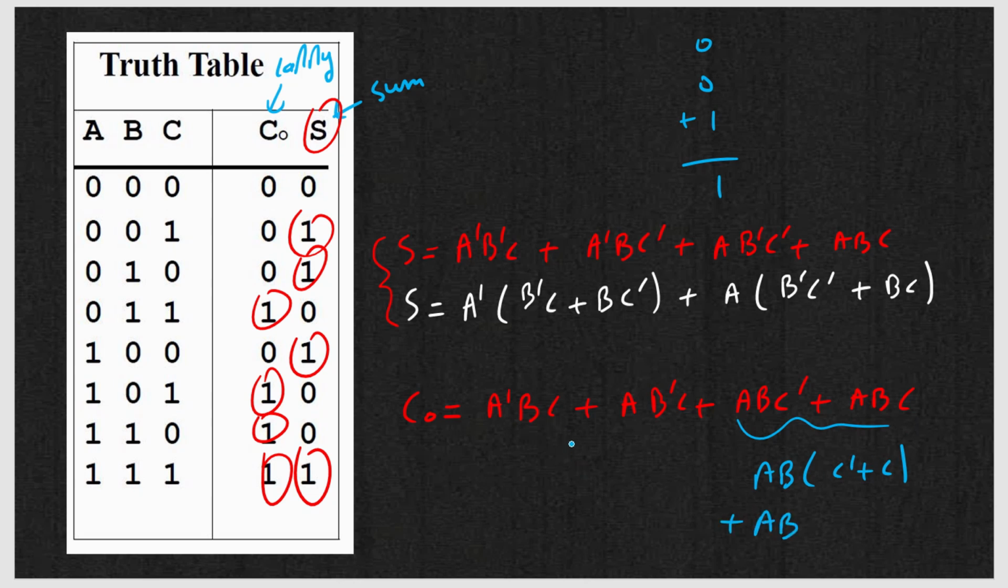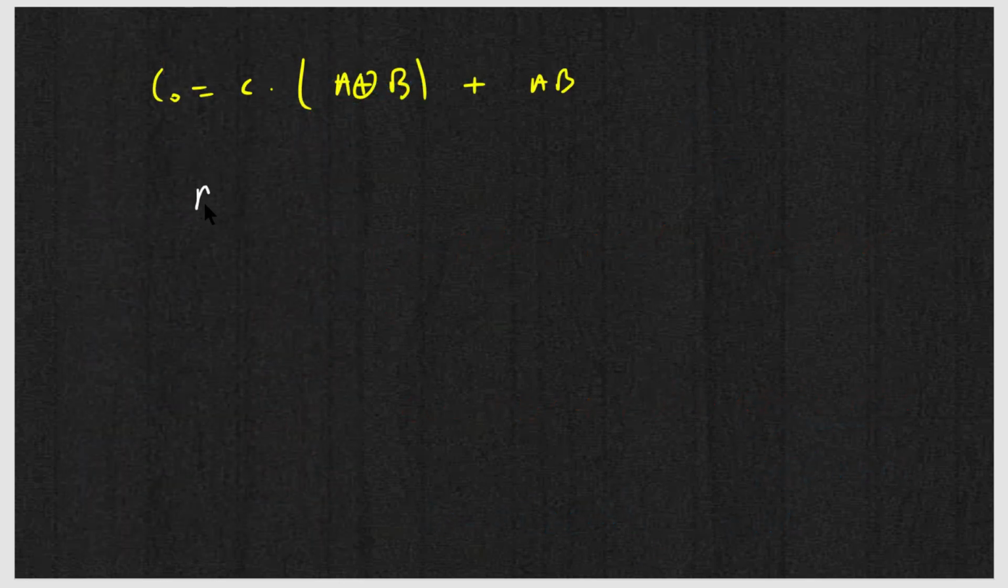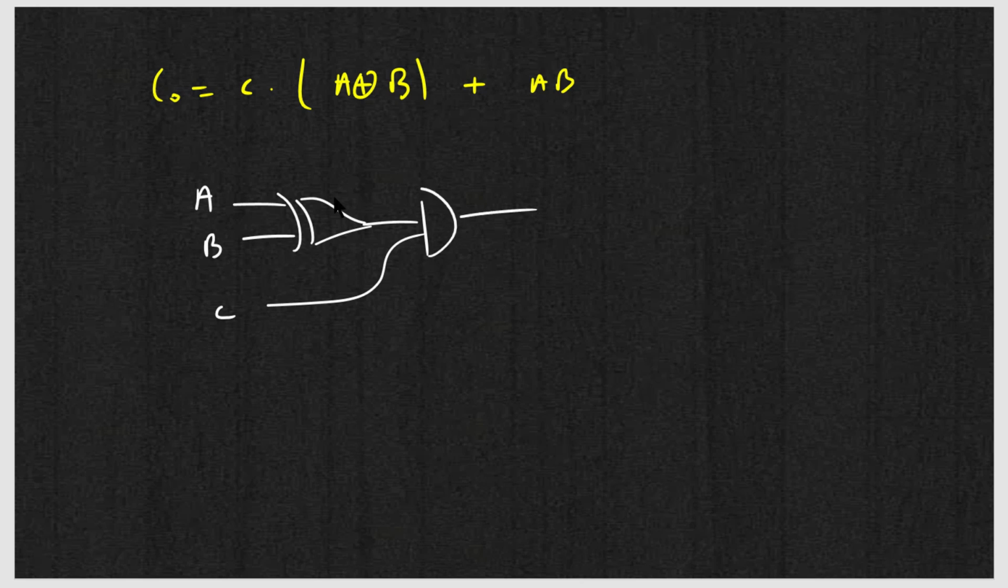For the first function, we have C as a common factor, and then parenthesis A prime B plus A B prime, which is A XOR B, right? So you have A, B in an XOR, and then you have C, all of them with AND, and then you have from A B, A and B, and then connect everything with OR.